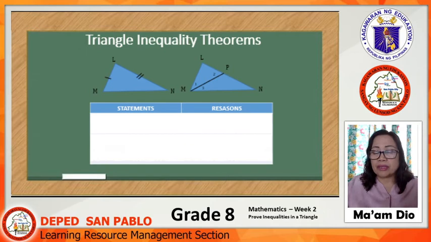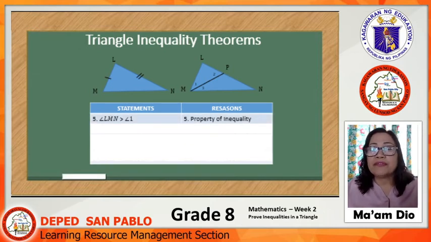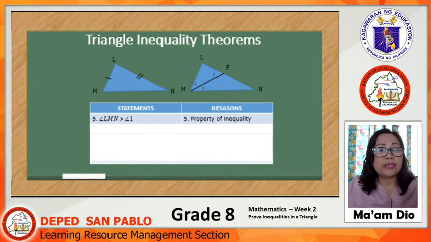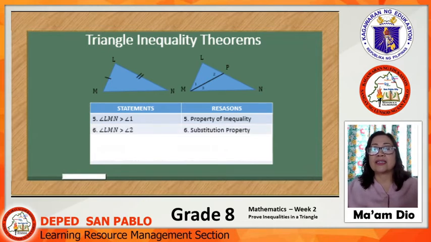Now let's go to statement number 5. Statement number 5 then follows that angle LMN is greater than angle 1 because of the property of inequality. Statement number 6 states that since the measure of angle 1 is congruent to the measure of angle 2, therefore, from statement number 5, if angle LMN is greater than angle 1, therefore, it follows that angle LMN is greater than angle 2, and that is by the substitution property.